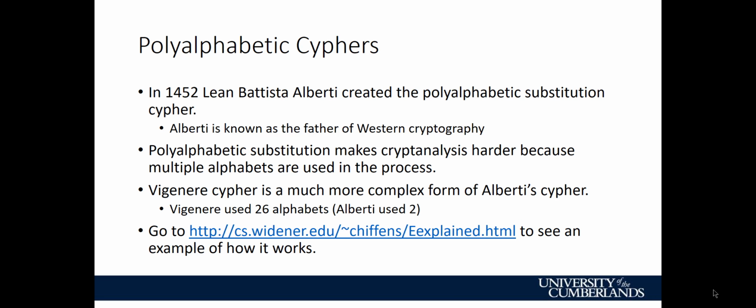Alberti was responsible for the development of a technique known as polyalphabetic substitution. This technique is still widely used by many modern-day processes and mechanisms. Essentially, this process relies on substituting different characters for the same unencrypted symbol. This technique came into being after Alberti reviewed how other existing ciphers were compromised or broken, and then envisioned a technique that could thwart those messages. So Alberti's technique was essentially simple in concept but powerful in practice. Polyalphabetic substitution makes cryptanalysis harder because multiple alphabets are used in the process.